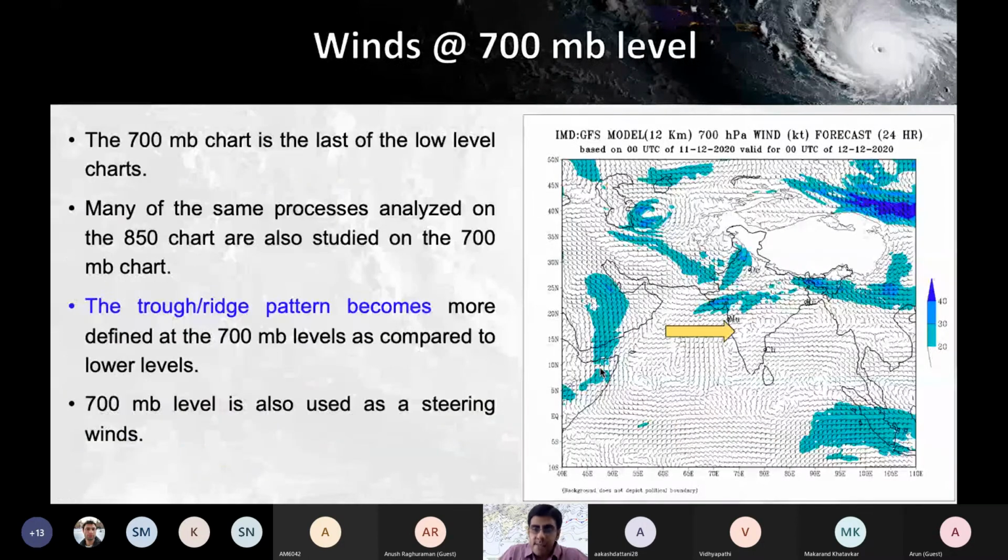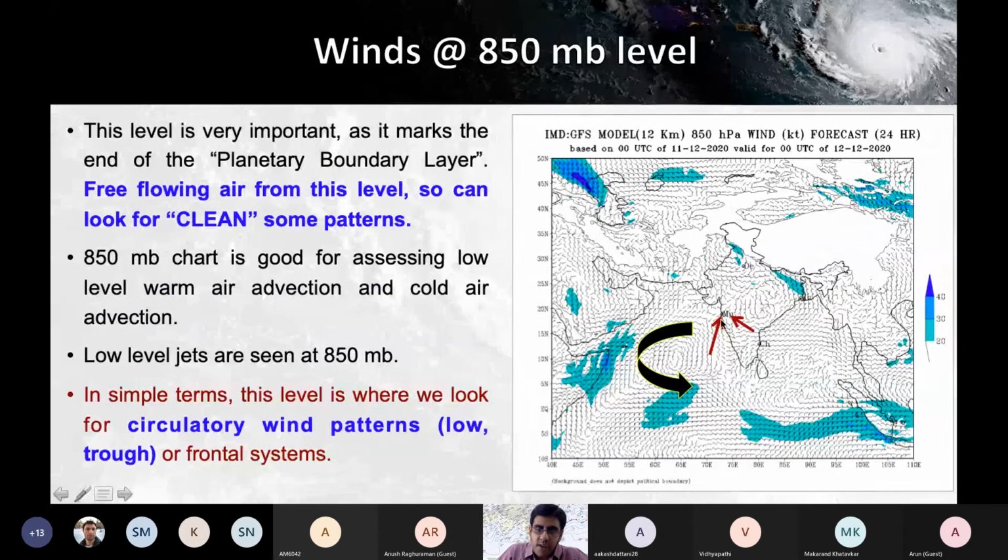The other thing that I'm looking at is convergence, so frontal systems. I'll talk about frontal systems when we talk about processes. But a frontal system is nothing but the winds from the sea and the winds from the land meeting. As they meet, they create a front, and those fronts are very capable of giving good rains. So at 850 millibar, I'm on the lookout for circulatory patterns, trough patterns, and the fronts which are forming.